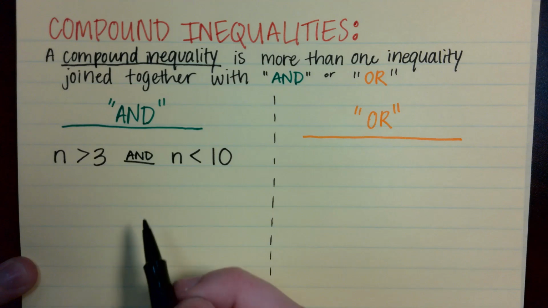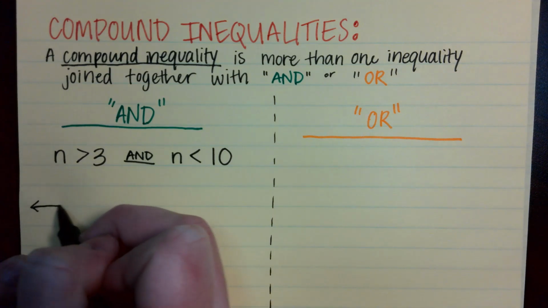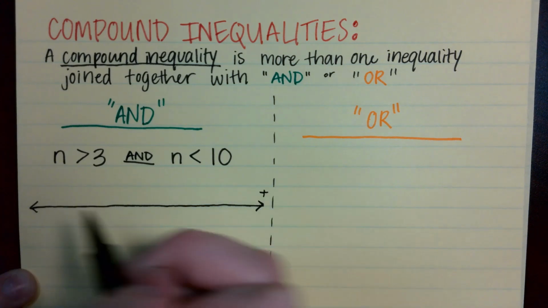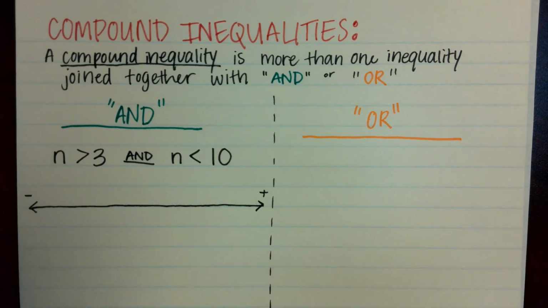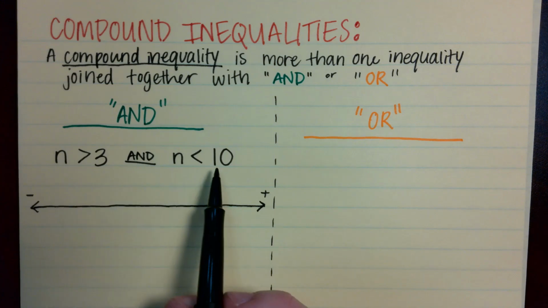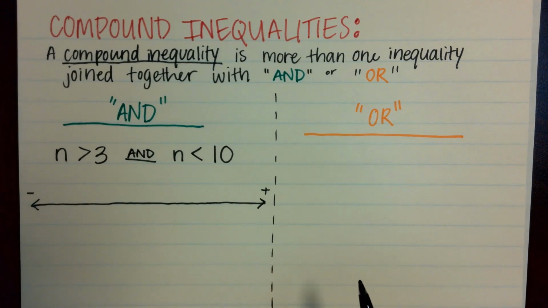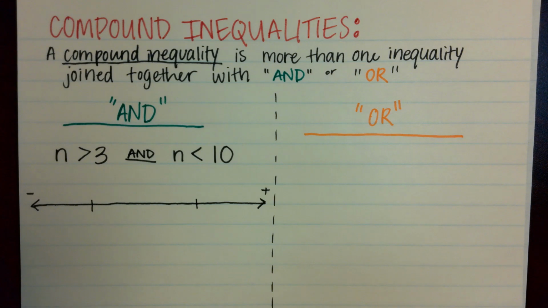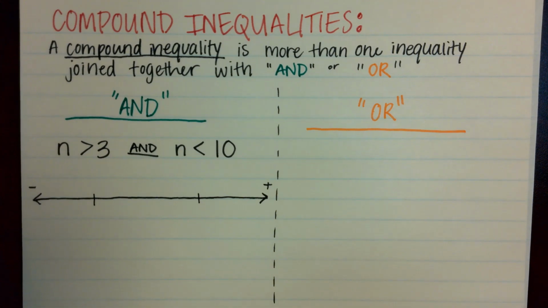So let's talk about how this graph is going to look. First we'll draw our line. Maybe label our plus and minus so we know where it increases and gets bigger and decreases or gets smaller. And normally whenever we graph an inequality, we put one tick mark in the middle and we're going from there. But this time we have two inequalities that we are joining together. So instead of one tick mark on your graph, you're going to have 2 tick marks.